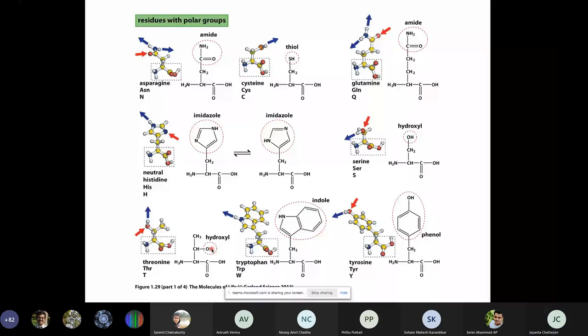Okay. All right. Now you also have aromatic amino acids. For example, you have a phenol group present. You have the amino acid phenylalanine, where you don't have a hydroxy group, but you have an amino acid called tyrosine, where you have a hydroxyl group. And you have another amino acid, which is tryptophan. In tryptophan, you have an indole group.